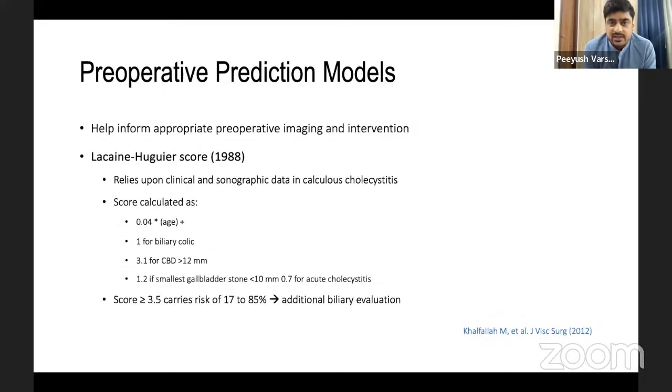There are many prediction models for when the patient presents with gallstones and we are suspecting a CBD stone. This was the first prediction model, developed by Lacaine and Huguier in 1988. It depends upon age, abdominal pain, CBD diameter, and the smallest gallstone diameter. If the score is more than 3.5, that requires additional biliary evaluation. But it is outdated and has faded out.